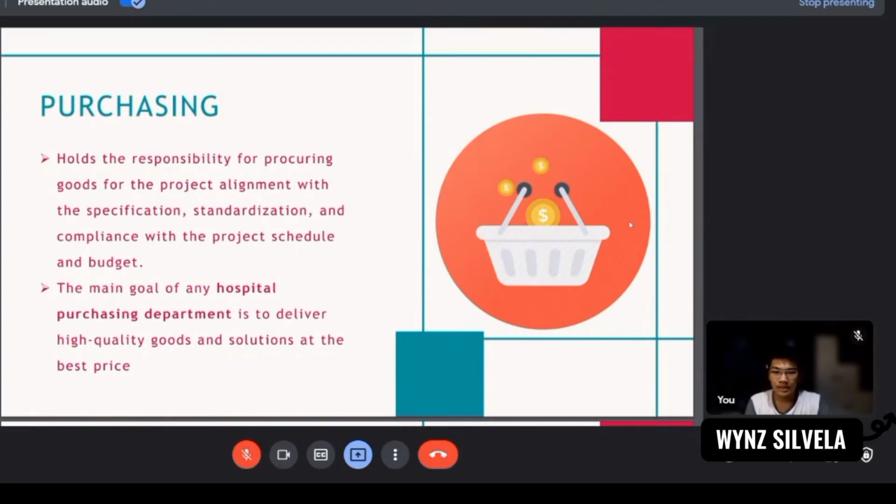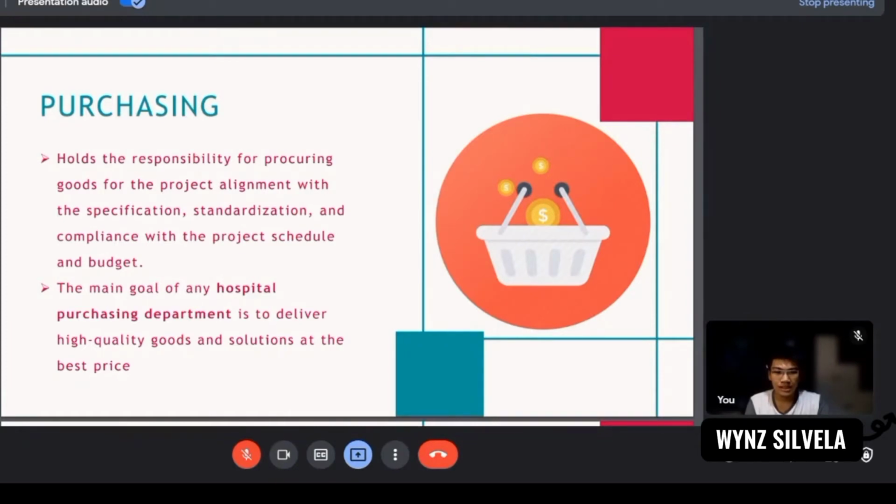Next, we have the purchasing in the hospital setting. By definition, it holds a responsibility for procuring goods for the project in alignment with the specification, standardization, and compliance with the project schedule and budget. The main goal of any hospital purchasing department is to deliver high quality goods and solutions at the best price.